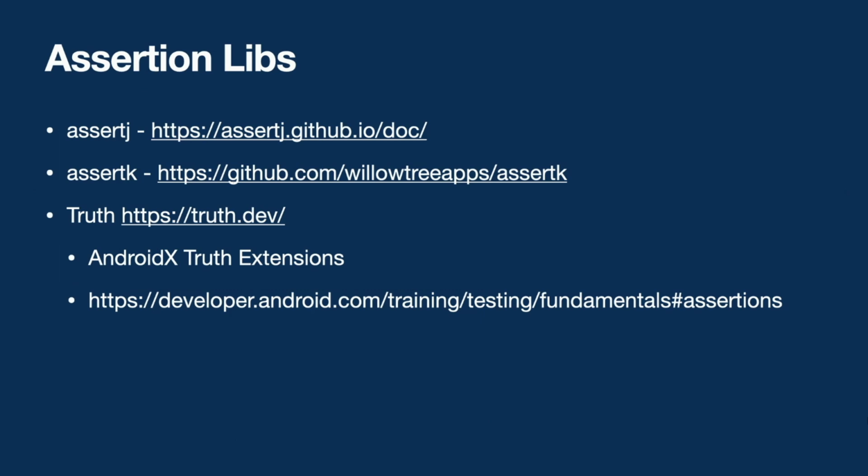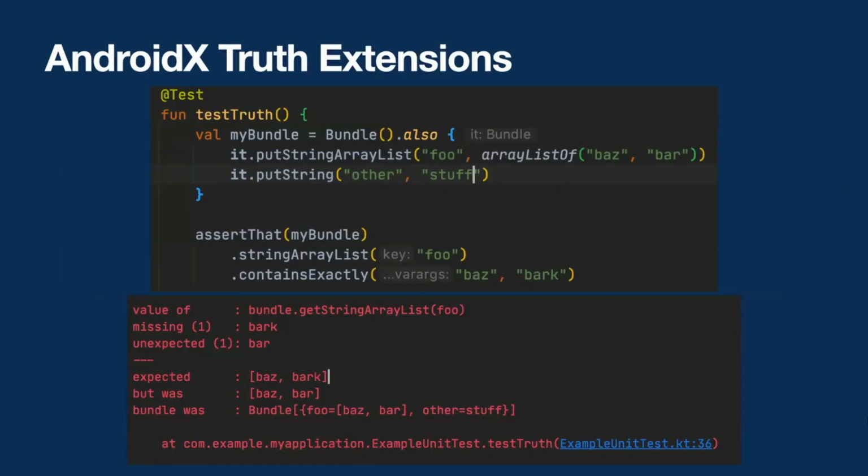So just as an example, when you use an assertion library, you get a much better error message rather than just assertion error here. It allows you to do things like contains exactly. So just using assert true, the logic to say it contains exactly these things, nothing more, nothing less, is a little bit tricky. Here you can say that fairly easily, and when it doesn't happen, it gives you exactly blow by blow what went wrong. You're trying to get the string array list of foo. It was missing bark, and it had an unexpected extra value of bar, and then it shows you the expected, and it was this, and then it actually shows you there's other stuff in the bundle too.